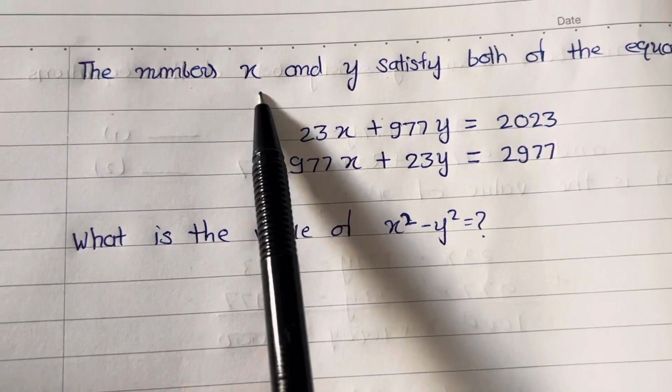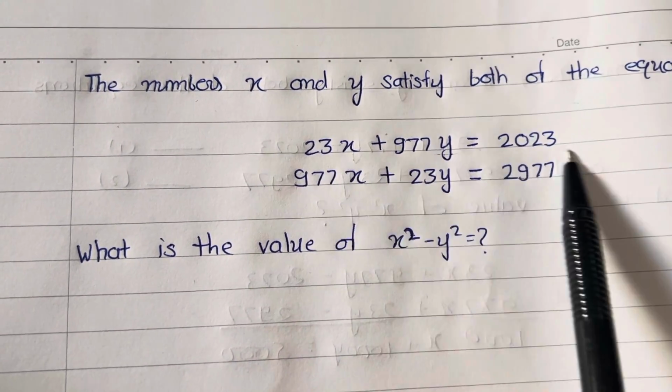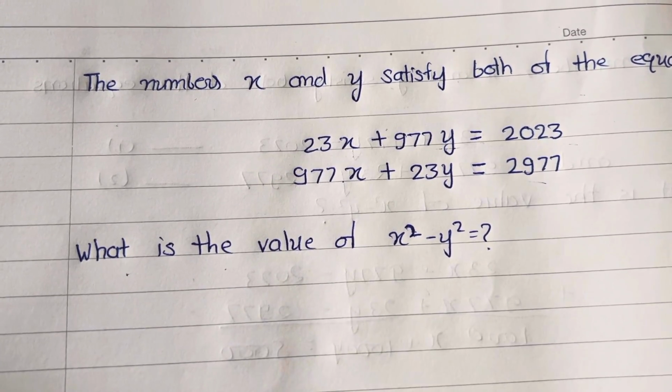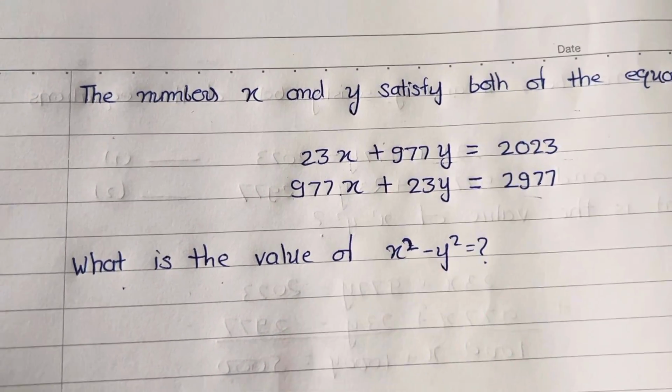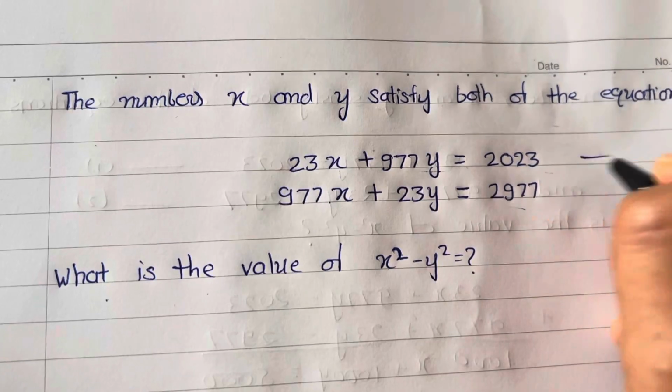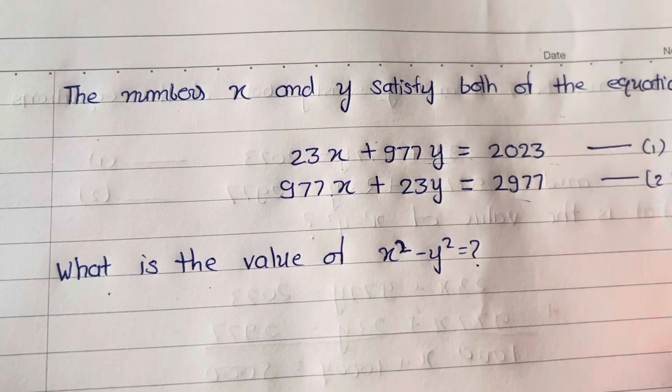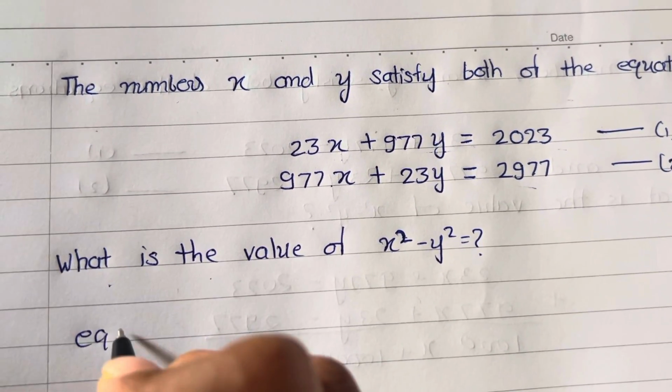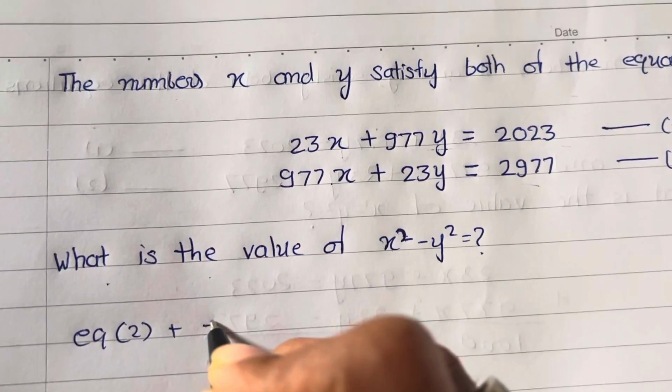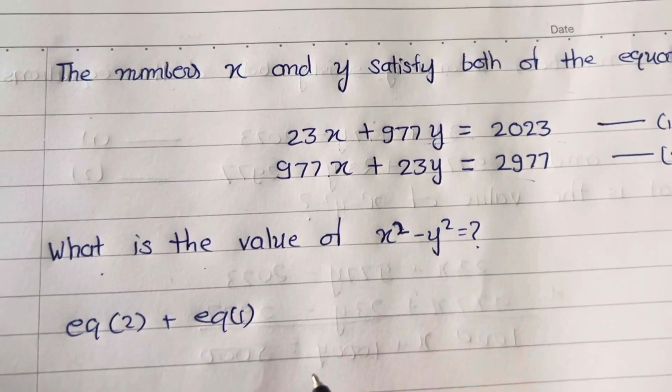Question: the numbers x and y satisfy both of the equations. What is the value of x square minus y square? So first we add equation number 1 and 2. Step 1, add equation 2 to equation 1. Let's see what we get.